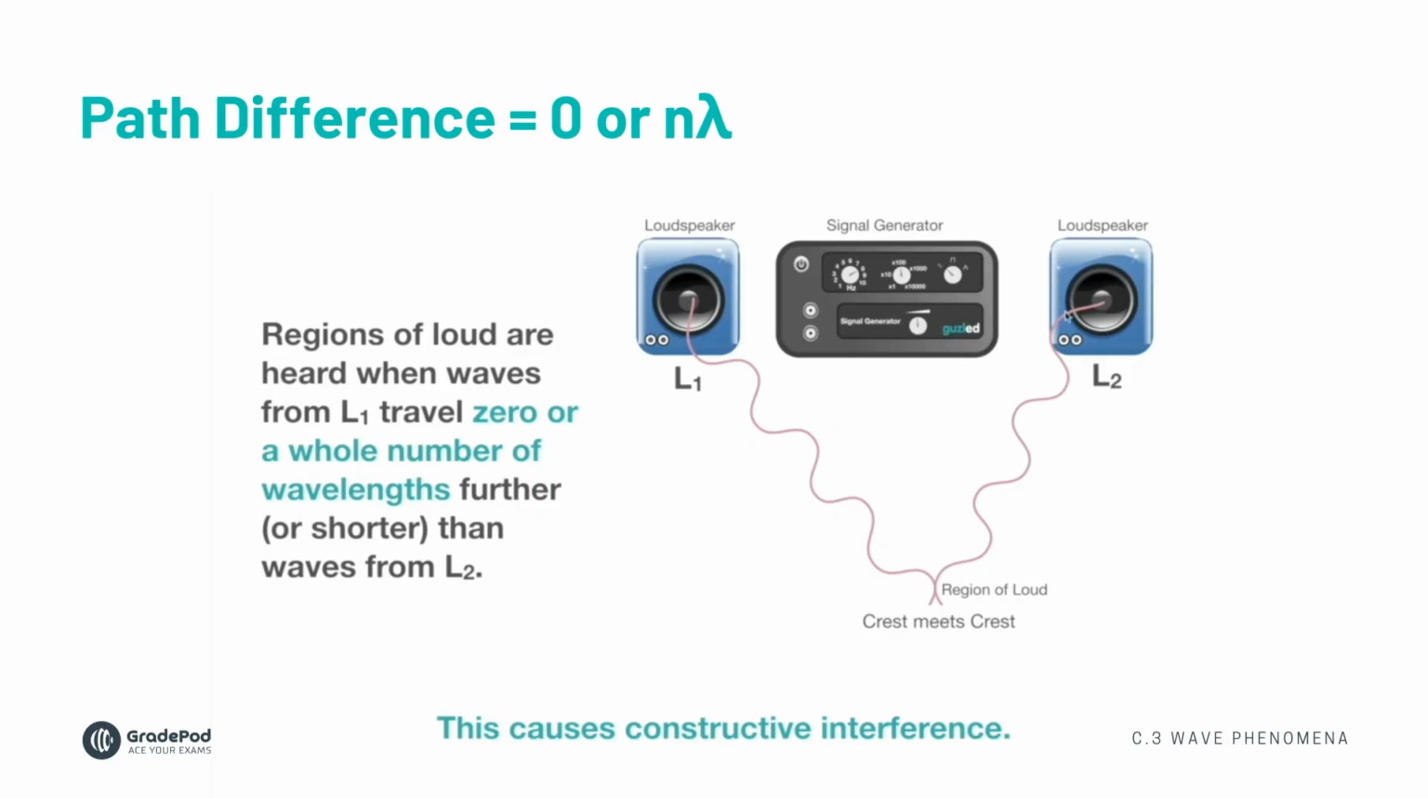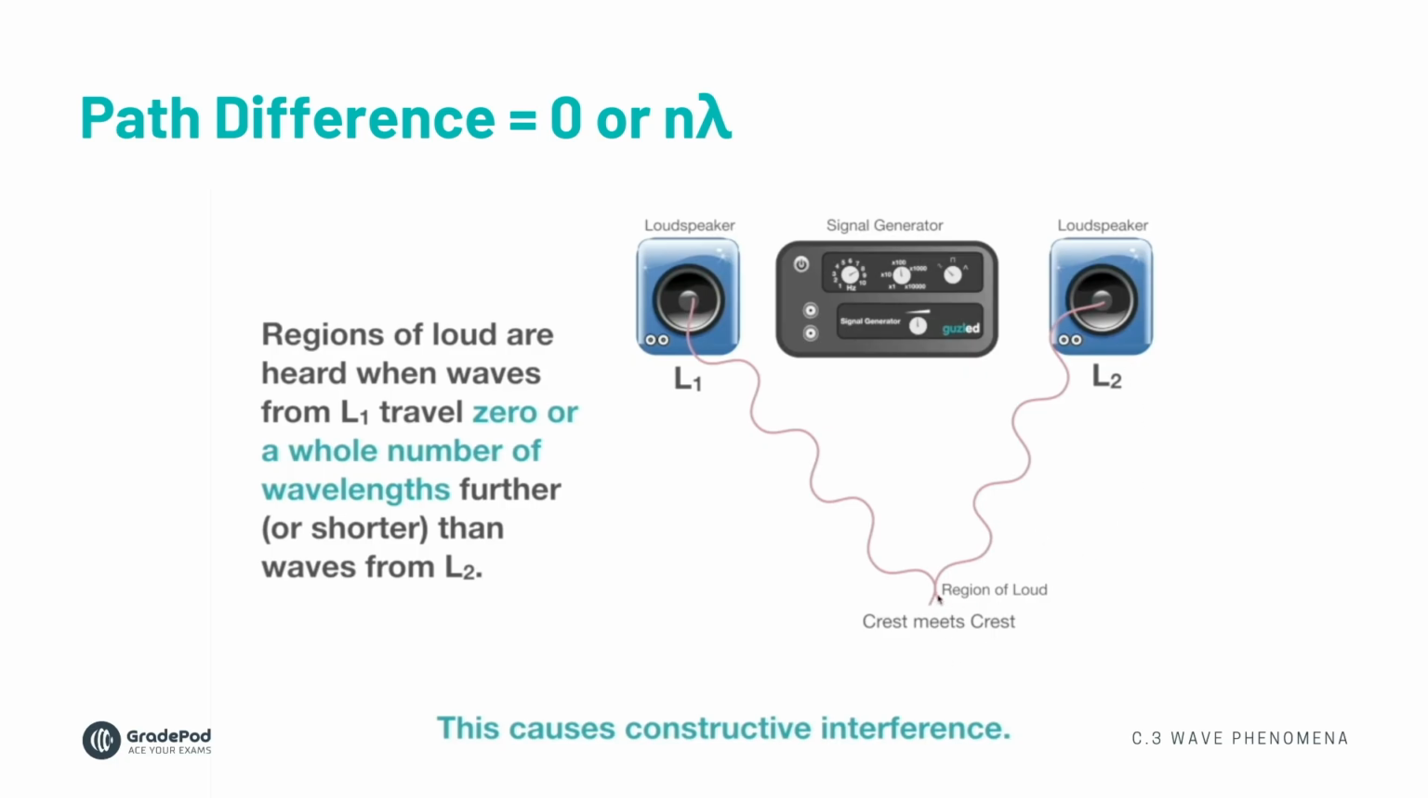We have two loudspeakers, both producing coherent waves. This loudspeaker produces a wave in that direction, this loudspeaker produces a wave in that direction, and a crest meets a crest. This means we can say that constructive interference takes place. In order for constructive interference to take place, the phase difference must be 0, so there must be a whole multiple of one wavelength between them.